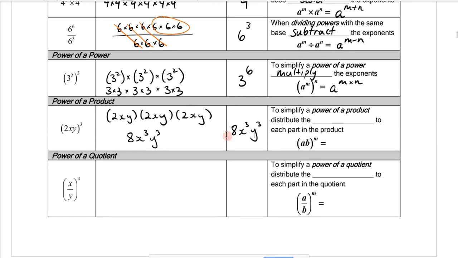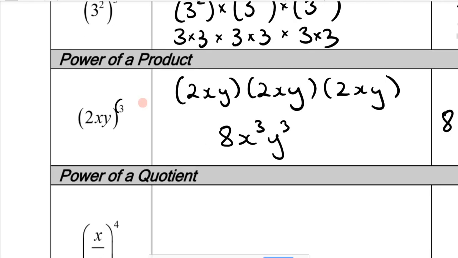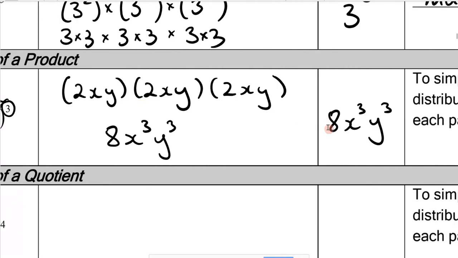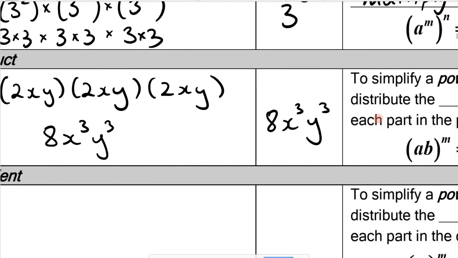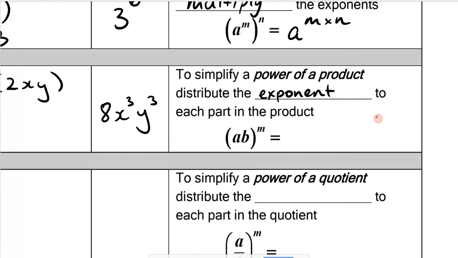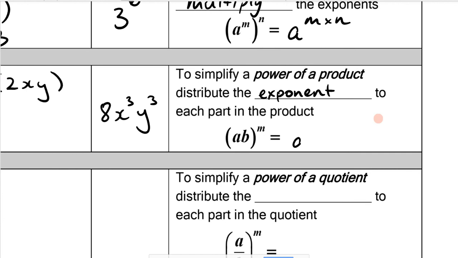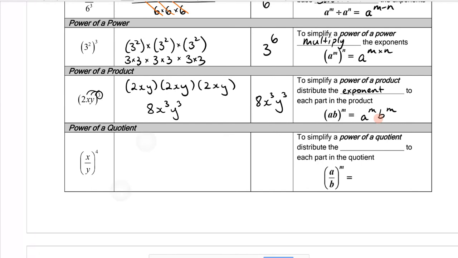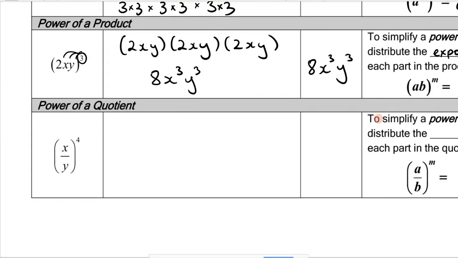So to simplify this power of a product, what could we do? Well, we can take the 3 and distribute it. When we distribute it, 2 to the power of 3 is 8, and then x cubed and y cubed. So you distribute the exponent to each part in the product. If I have parts a and b, I would say a to the exponent m times b to the exponent m. You need to make sure that all the parts in that base are multiplied. Or it can be divided too, as we're going to see here.